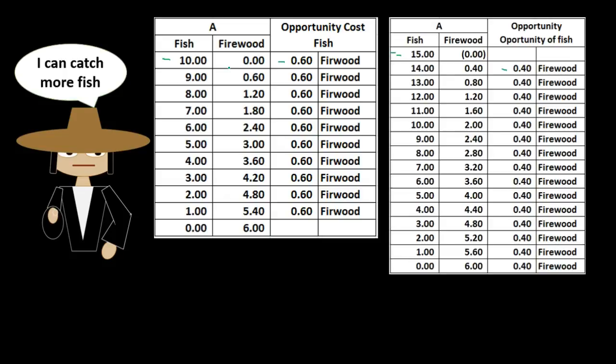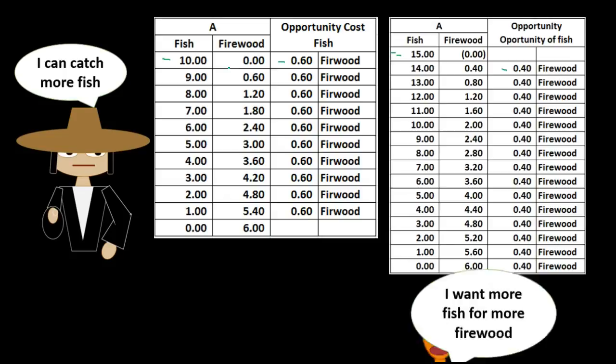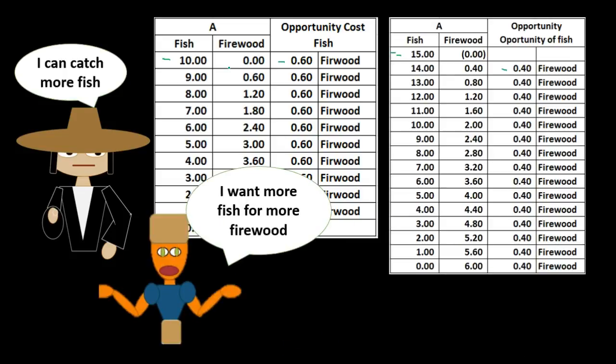What does that mean to B? Even though B has done nothing new, B has stayed the same, B can now say, I want more for my firewood. Why? Because the firewood has a larger value in terms of opportunity cost to A. So once again, through trade, even if one of the individuals who already had the absolute advantage gets better, it still could benefit the other individual involved just through specialization and trade.